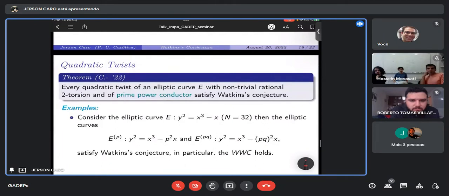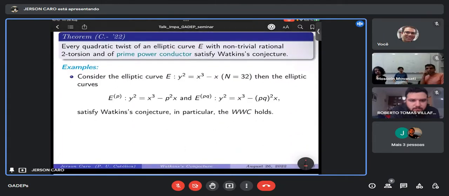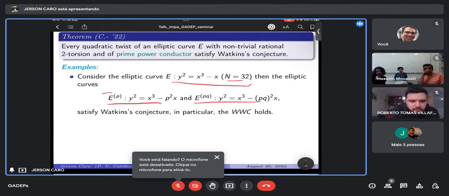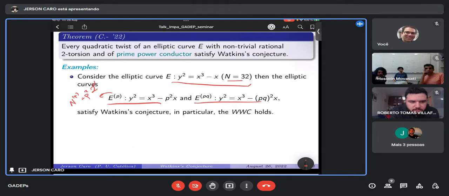Okay, and what is the application of that? The thing is the following. For example, we can start with this elliptic curve, y squared equals x cubed minus x, and it has conductor 32. And we can do these two quadratic twists. This, for example, has a conductor p squared times a power of 2. And it depends if p is congruent to 1 mod 4 or something like that. And this elliptic curve, sorry.